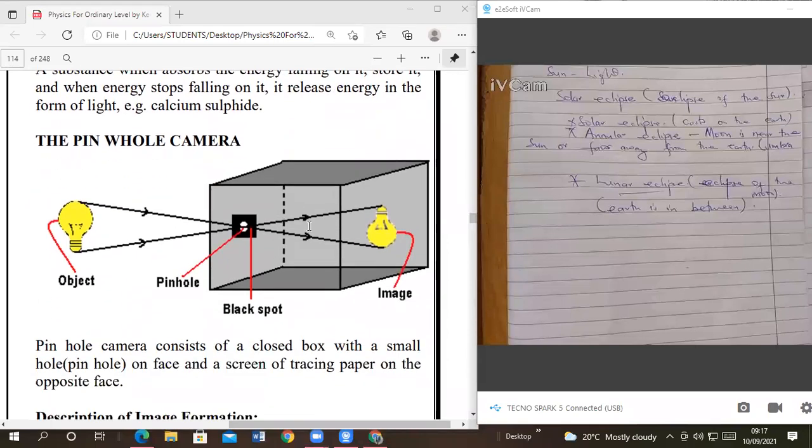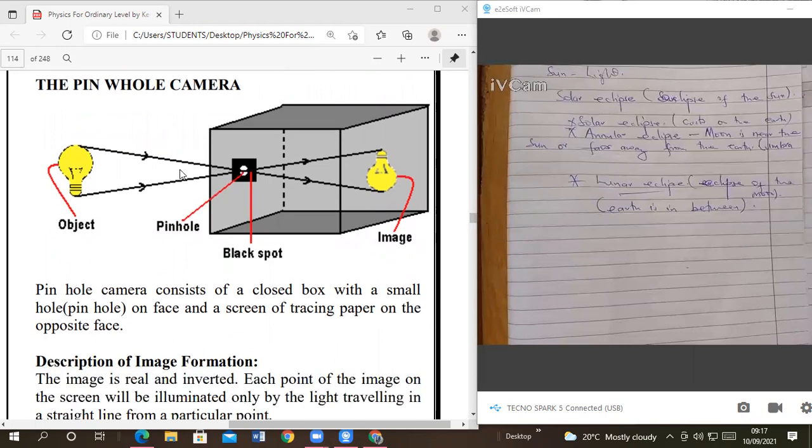Is there any question on eclipse before we move to the next application of rectilinear propagation of light? Members, is there any question on eclipse? Please talk to me, let's move together. Eclipse is clear, right?